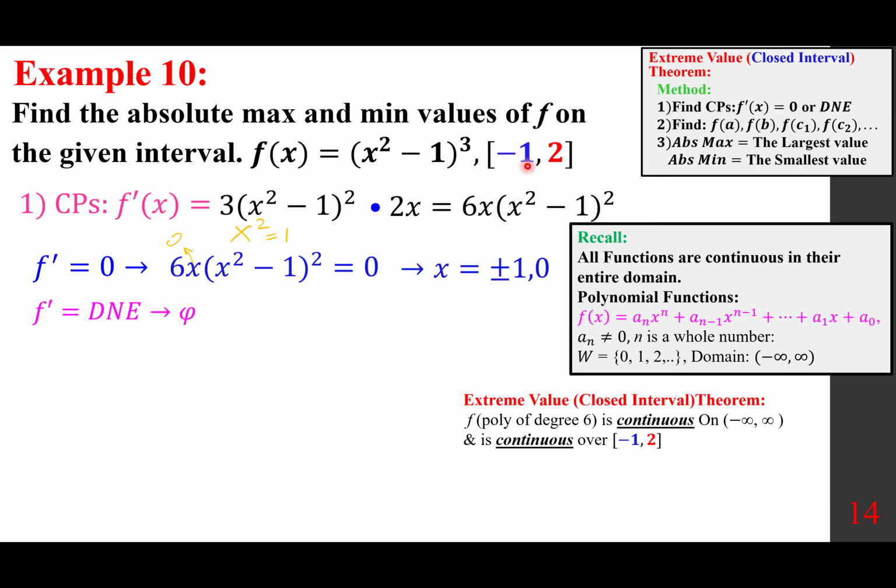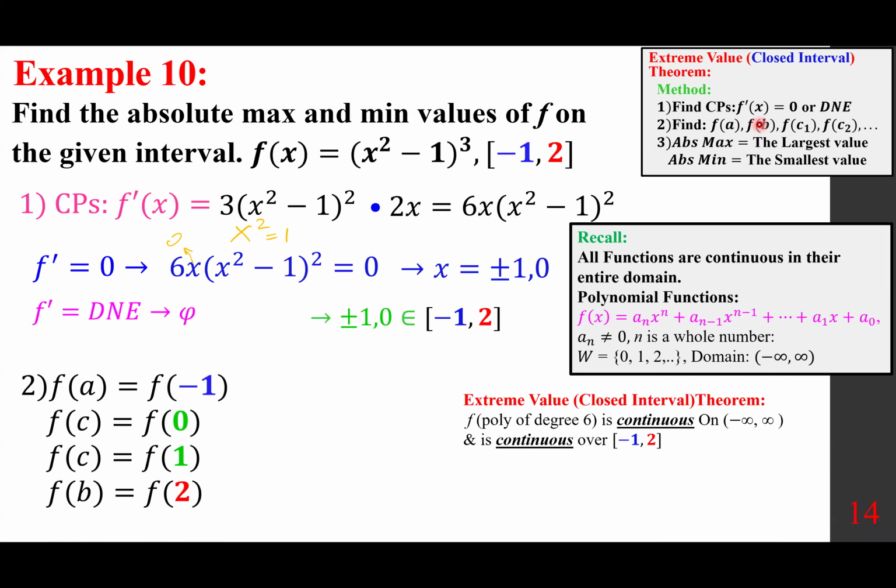-1 is in between. Well, it's one of the endpoints. Work. 1 is in between. Yes, 0 is in between. So we can use all of them. And so we're going to evaluate the function at the endpoints a and b, as well as the critical points 0 and 1.